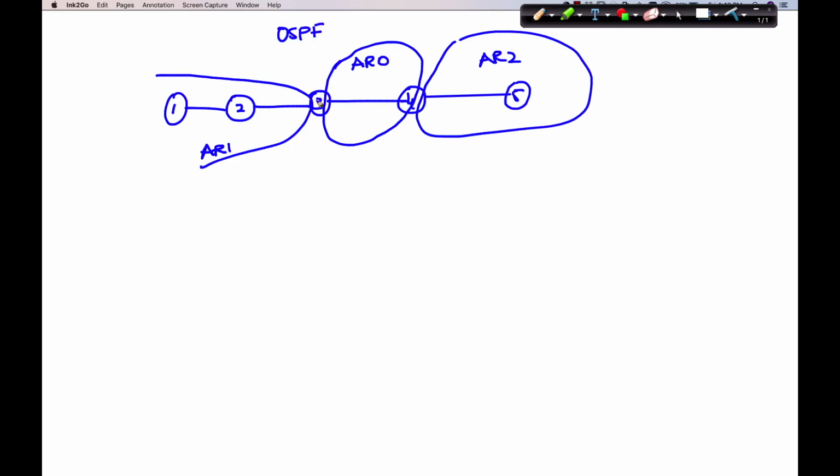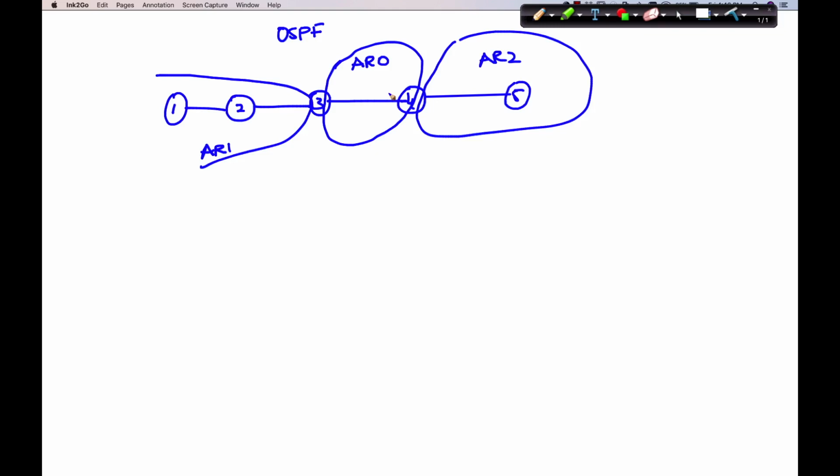So OSPF has one interface in one area, and the second interface would be in the backbone area. That router would be called the ABR. So here R3 and R4 are called ABRs, and area 0 is called the backbone area. If you notice, all non-backbone areas have to be directly connected to the backbone area through the ABR. Now this is OSPF, but ISIS is different.